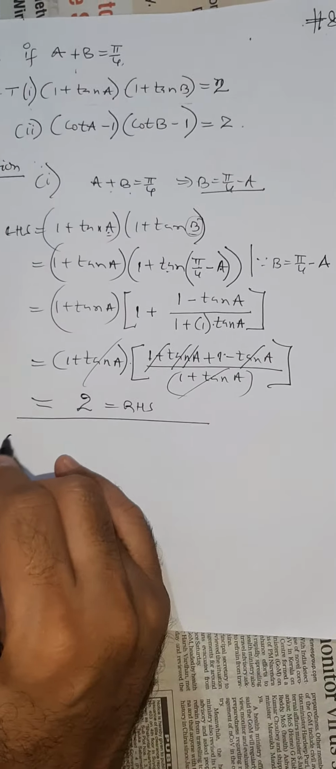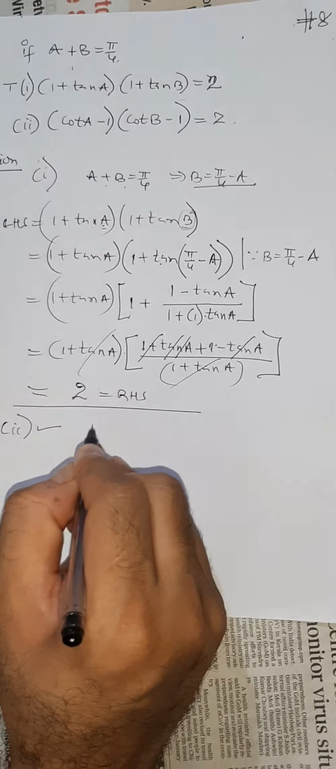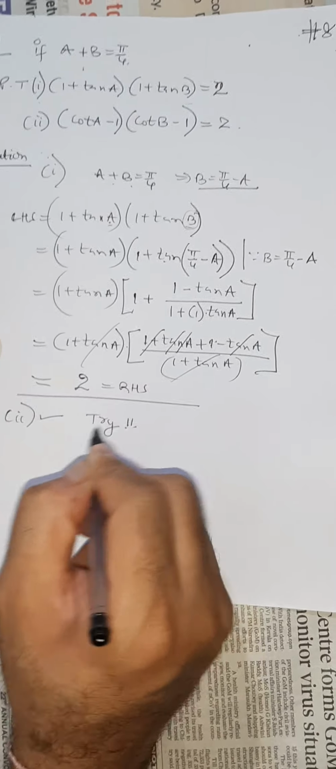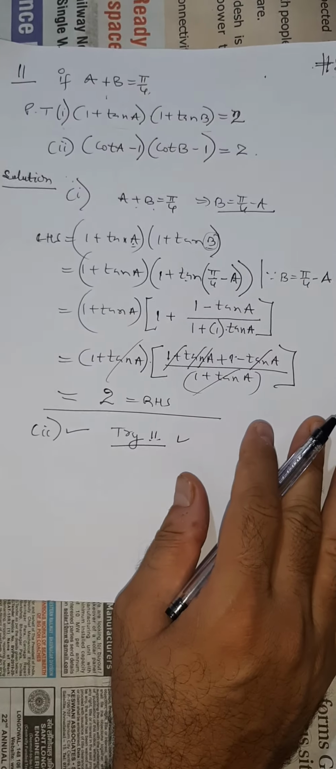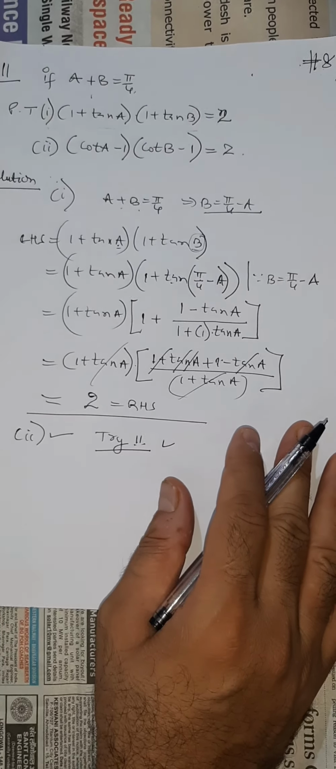Same way you can go to the second sub question. Try this for yourself. Same way, there you are going to use the formula for cot function.